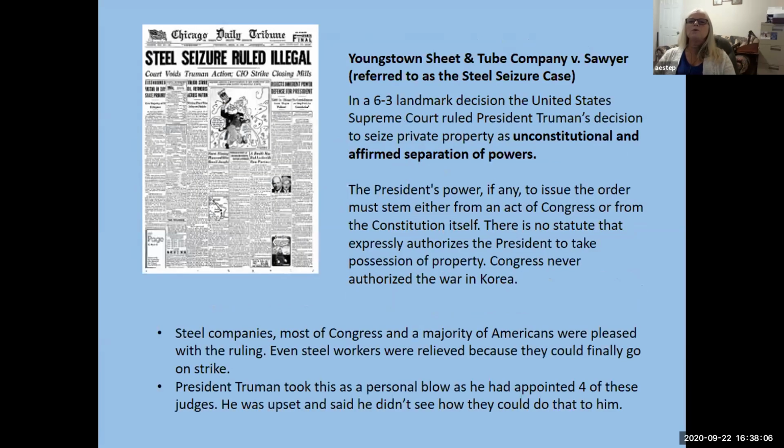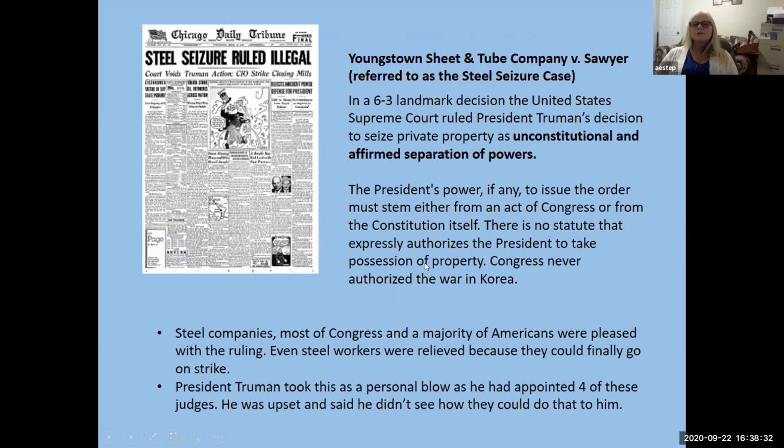Ultimately, the Supreme Court ruled the steel seizure illegal. They said this was a landmark case because it's unconstitutional for President Truman to seize private property. They said that Congress is the only one that can do that. Congress never authorized this war in Korea. And it reaffirmed the separation of powers between the branches.